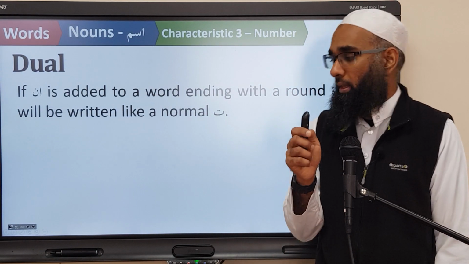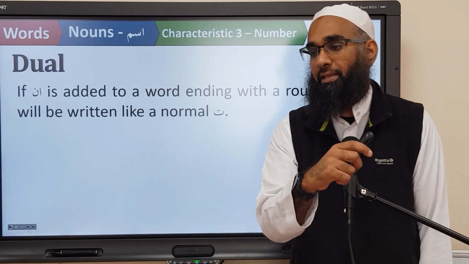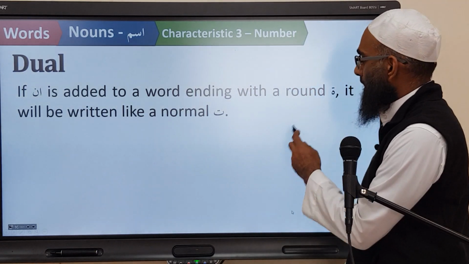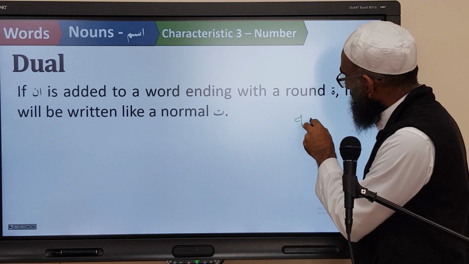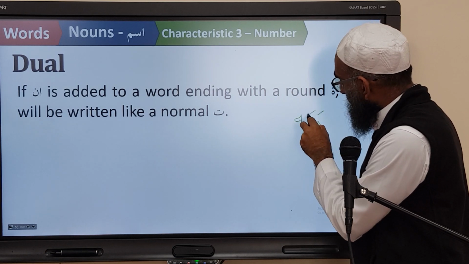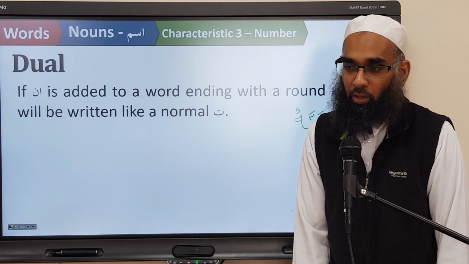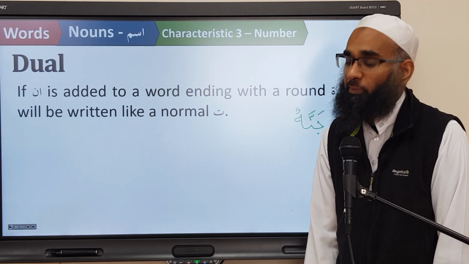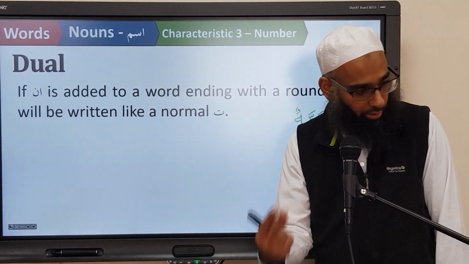Now we want to point out one thing. If a word has a ta marbuta at the end, it's a very common writing mistake. Let me show you what happens. If I say, for example, jannatun, one garden, how do you make it dual? I say jannatan. It comes in the Quran, jannatan an yameen wa shimal. So jannatan means what? Two gardens.